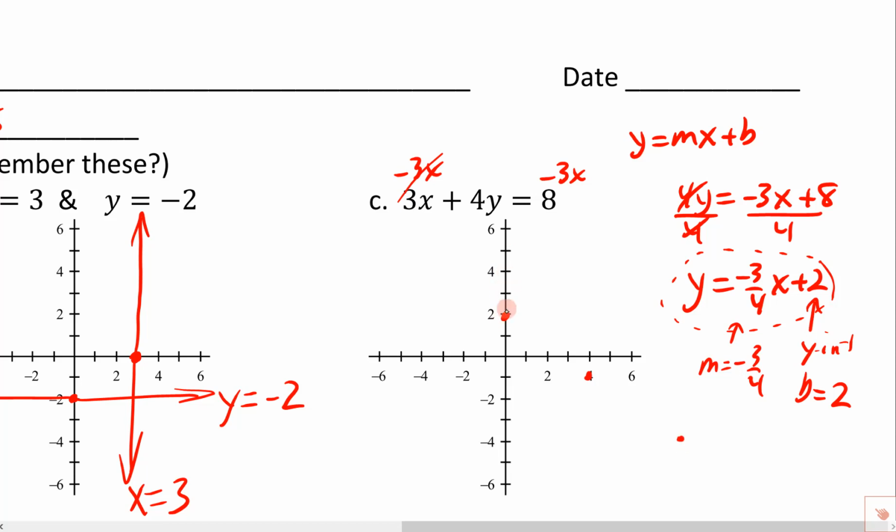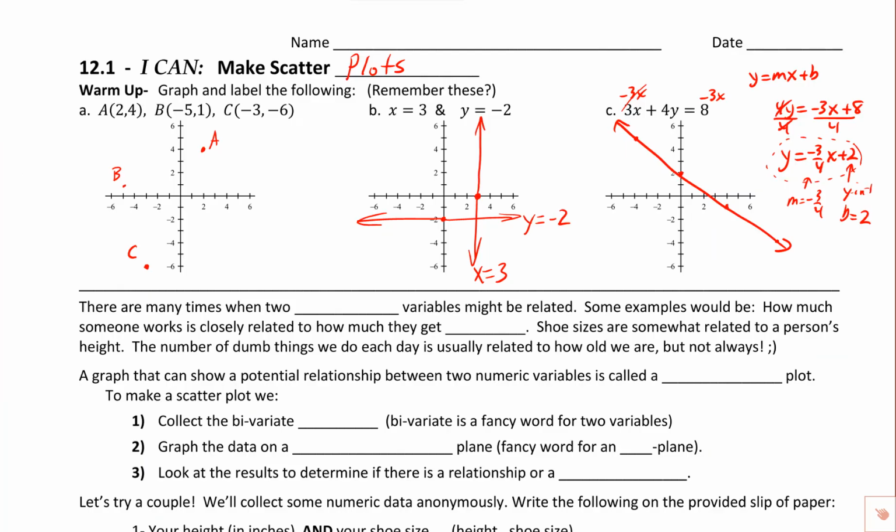Then going the other way, instead of going down 3 and right 4, we're going to go up 3 and left 4. So that's going to put us about right there. These points do line up, which makes us feel kind of good. We're going to extend the line to the ends of the graph, and there we go. That is the graph of that linear equation.